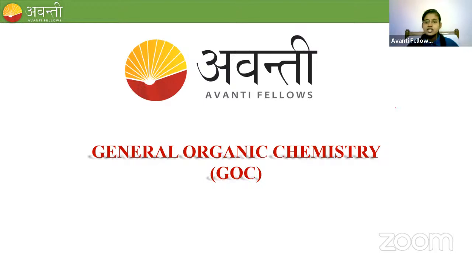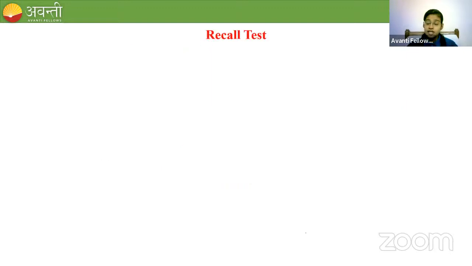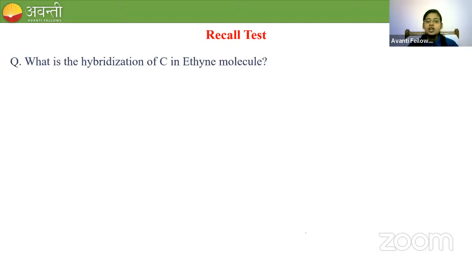So yesterday we started with general organic chemistry, right? Let us recall yesterday's session, but with two questions. I'm going to give you a recall test in this session. The very first question is, what is the hybridization of carbon in ethyne molecule? Can anyone give me the answer for this?